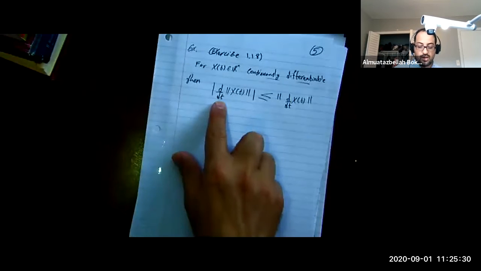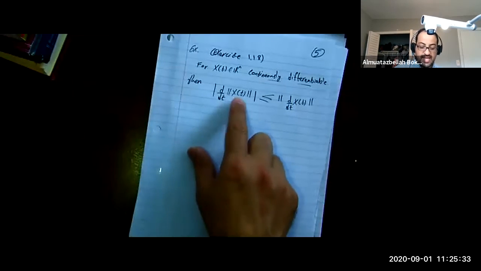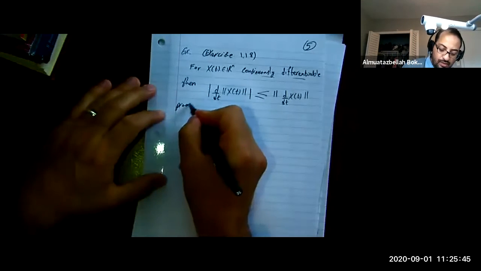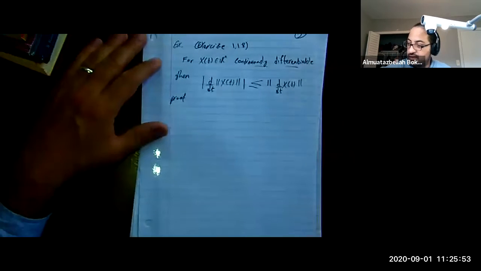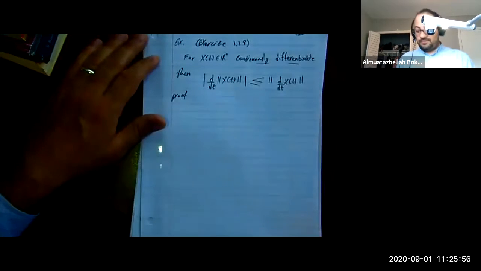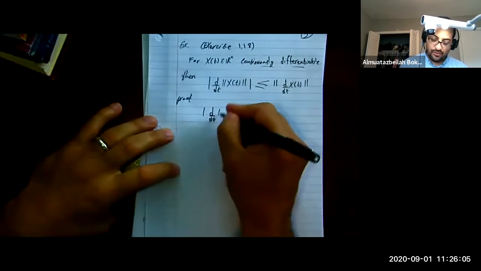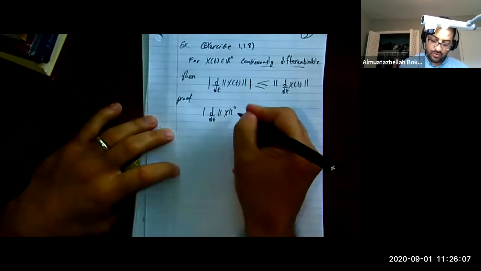Take a second here to look at this. The magnitude of the derivative of the norm is less than or equal to the norm of the derivative of the vector. Let's prove that. Maybe it's not easy to see the intuition behind this, but let's see the proof of that. So let's look first at the derivative of the norm squared.